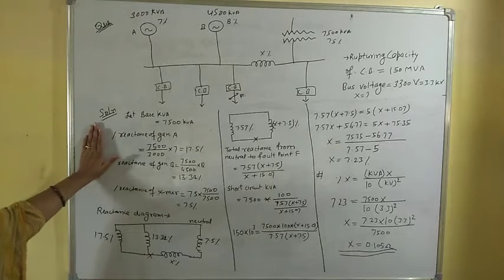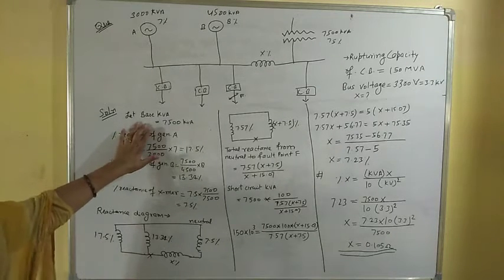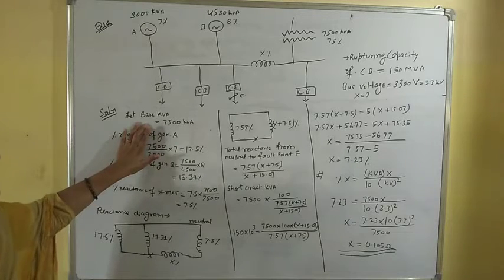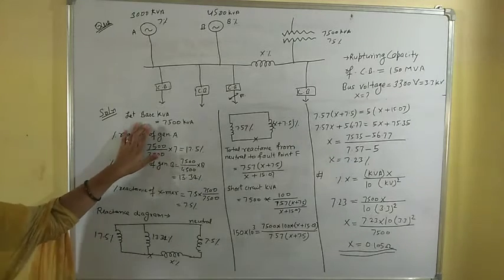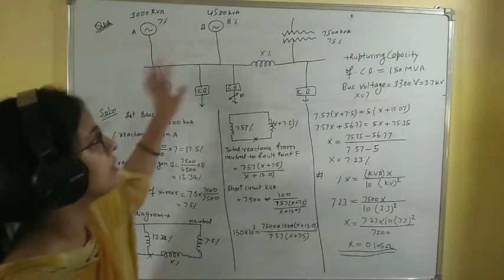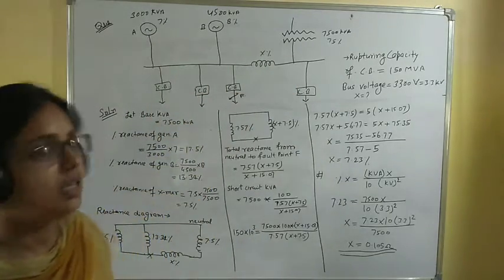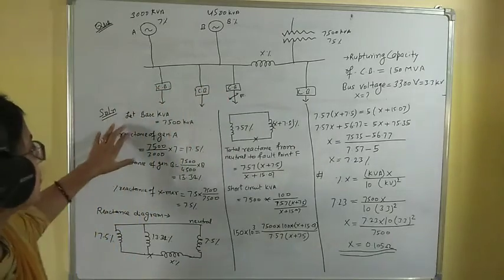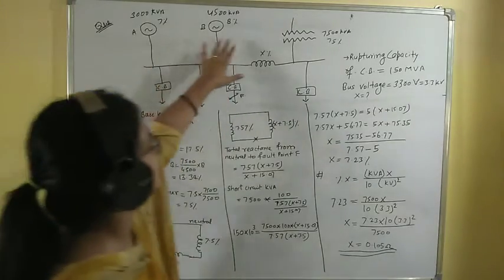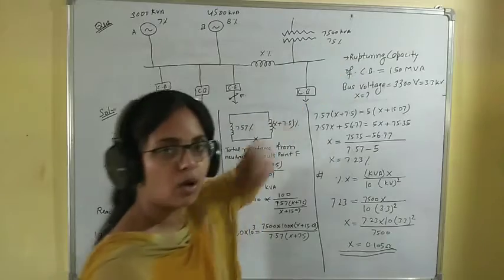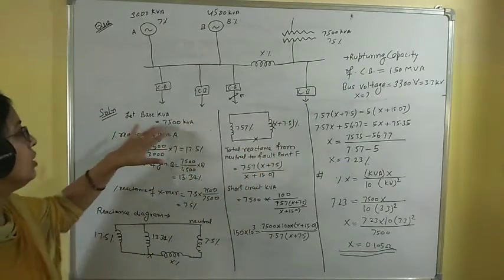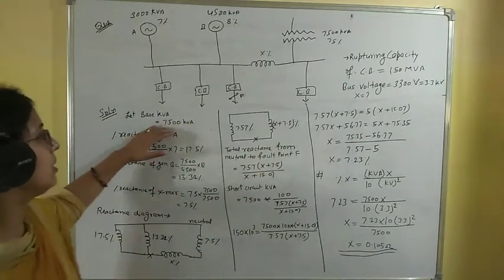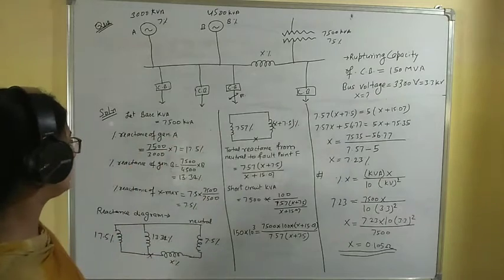First we will consider the base kVA. As I discussed in my previous class, the base kVA can be the maximum rating of the equipment connected to the power system. Here the maximum rating is that of the transformer, so the base kVA will be 7500 kVA.